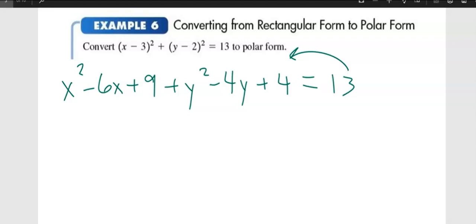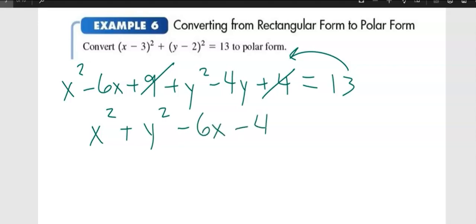Alright. Okay. Alright, now. If I push the 13 over to the other side, what happens? Oh, yeah, we got some bye-bye. Look at that. X squared plus y squared minus 6x minus 4y equals 0.